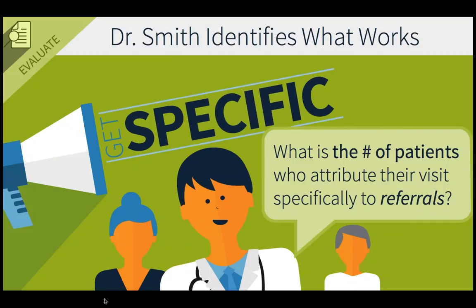So for Dr. Smith's example, he can look at this whole marketing campaign and really boil it down to one question: what is the number of patients who attributed their visit specifically to referrals from friends and family? So here's this one metric that I can use to know, yes, this worked, or no, it didn't. And that's not the end of the world if it didn't work, because, hey, maybe we need to shift our tactics, and you can go back and specifically look at the point in your process that you need to change.